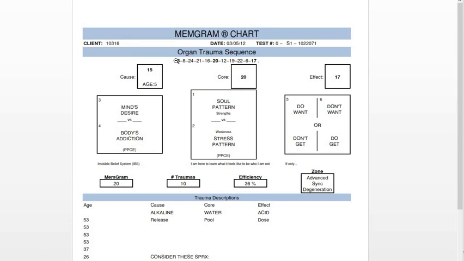Alright, in your chain there are 3 key positions. You have the cause, and you have the core, and you have the effect. Also in these small boxes, 15, 20, 17 in this sample. Now these 3 key positions in the chain tell us something that's very important about you.